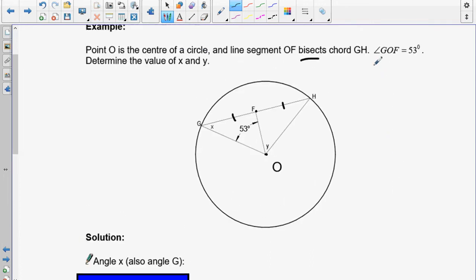Now it says angle GOF is 53 degrees, so we know this angle is 53 degrees. Since they share this angle, these are both radii, and these two sides are equal, you could just match it up. If that's 53, this here is also 53. And if this is x, this also is going to be the exact same angle x.